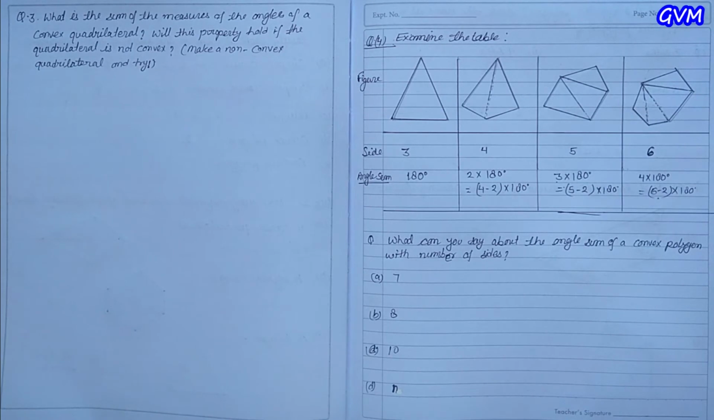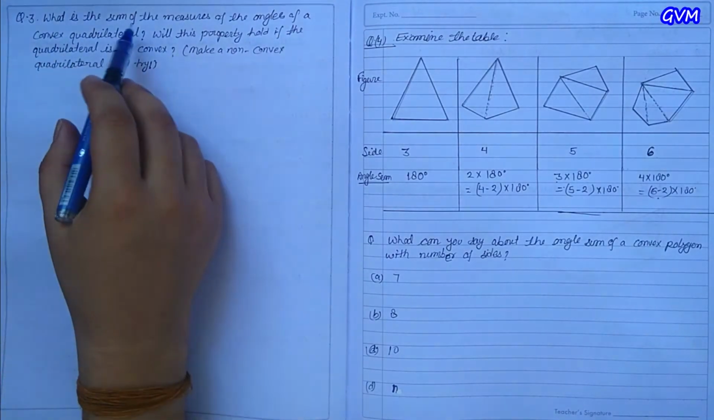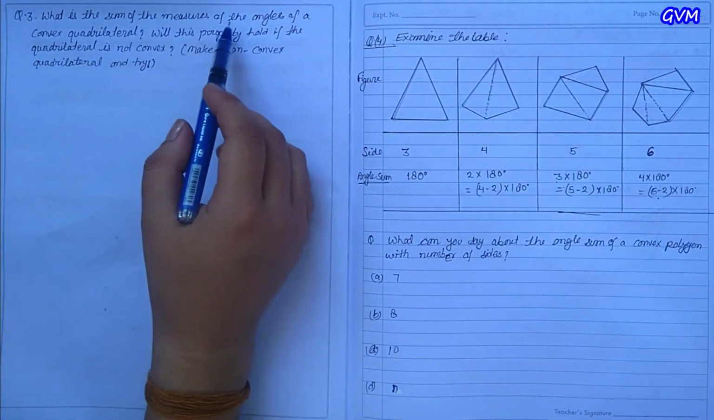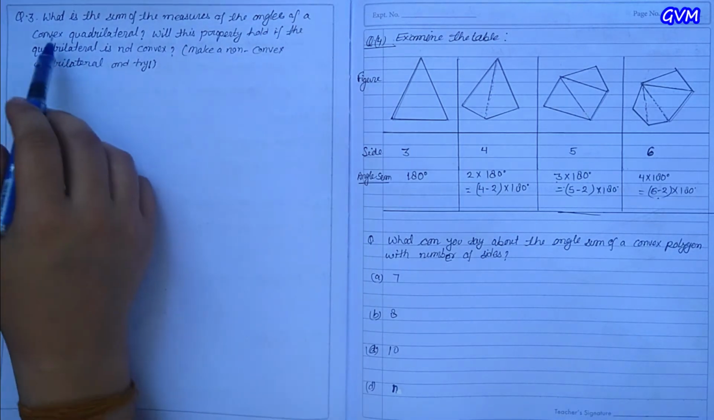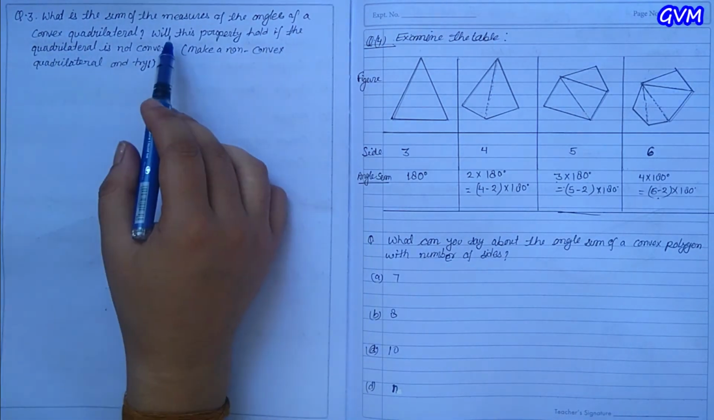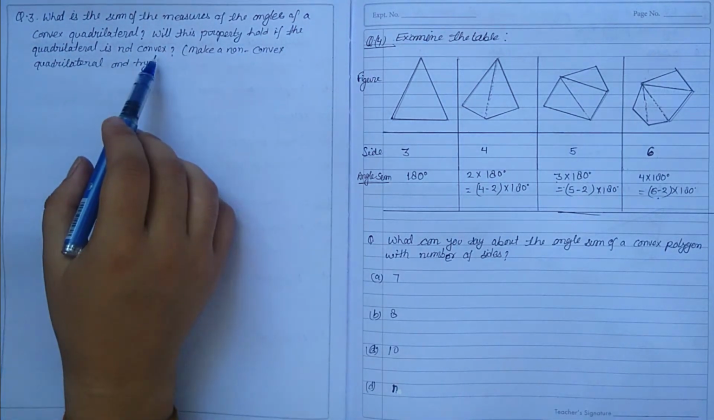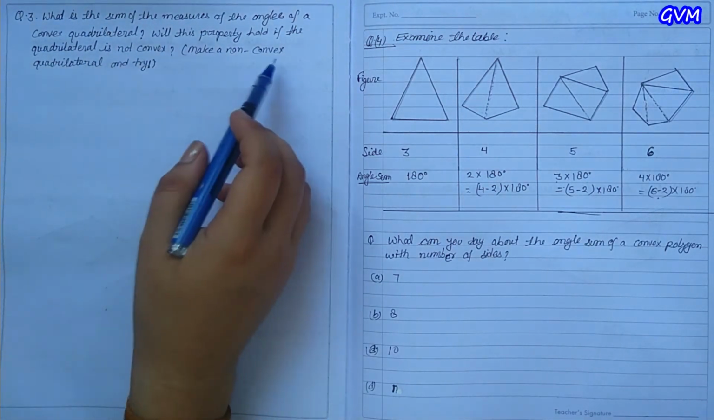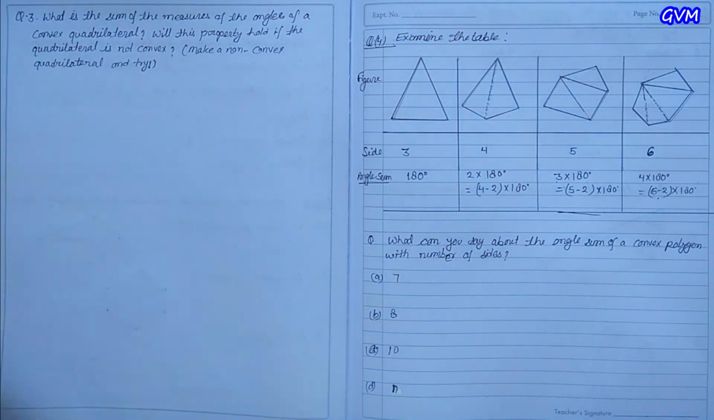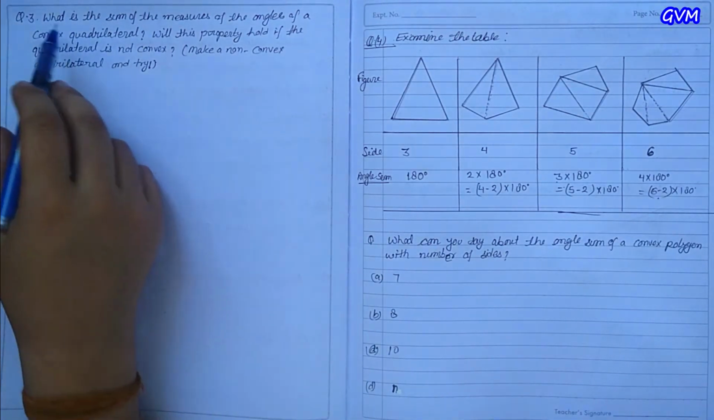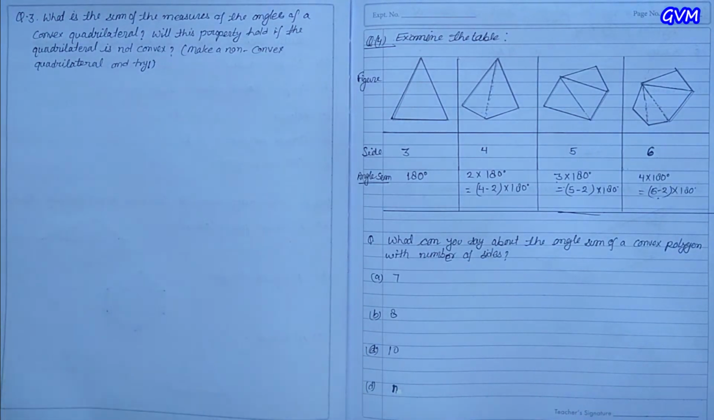Let's come to question number third. What is the sum of measures of the angles of a convex quadrilateral? Will this property hold if the quadrilateral is not convex? Make a non-convex quadrilateral and try. So this is asking for the sum of the measures of all the angles in a convex quadrilateral.